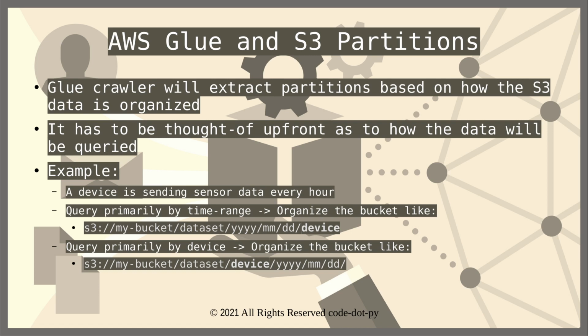On the other hand, if we want the data to be primarily queried on the device instead of any time range, then the device should be our key or the parent folder, within which we can have the data arranged in year, month, and date format like shown here. So again, depending on our use case, we should design and structure our S3 location to help our cause, and use this service and the partitioning in a more efficient way.